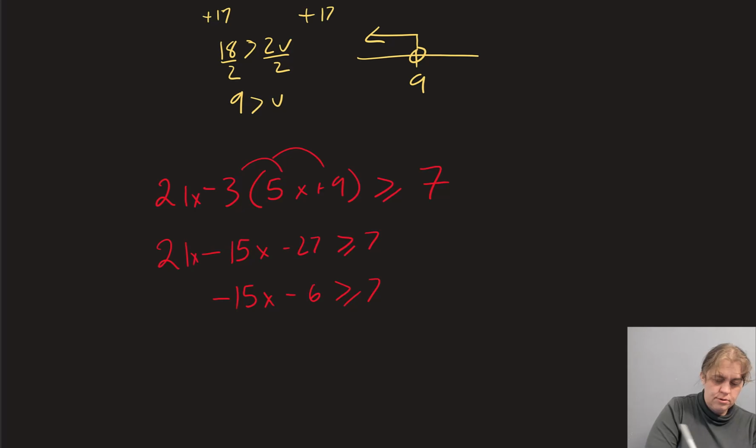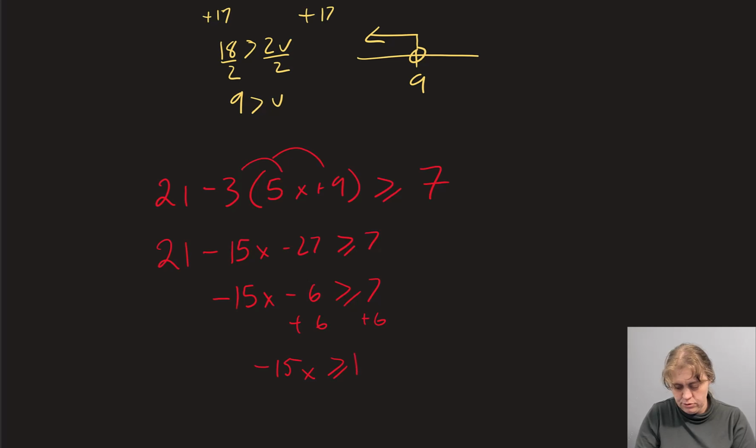You know what? It's fine. We'll just keep going with it the way it is. We're going to end up with a fraction. It'll be fine. Plus 6, negative 15x is greater than or equal to 13. Divide by negative 15, divide by negative 15.